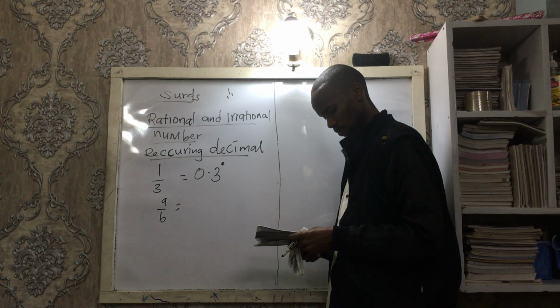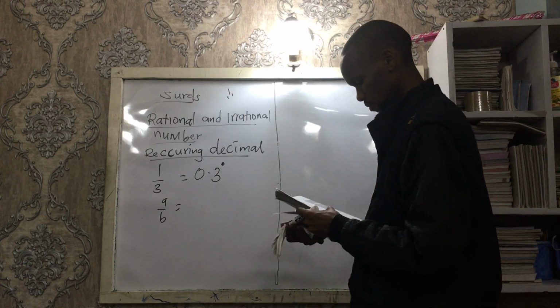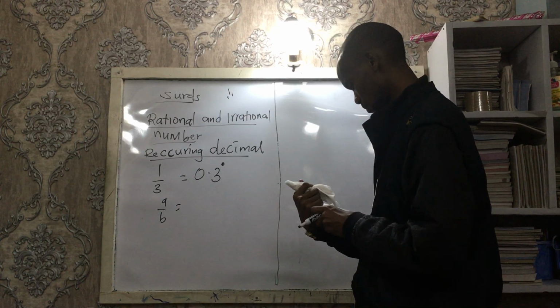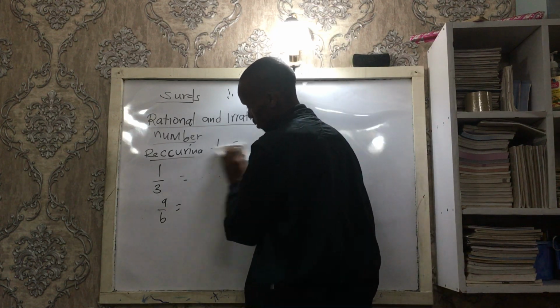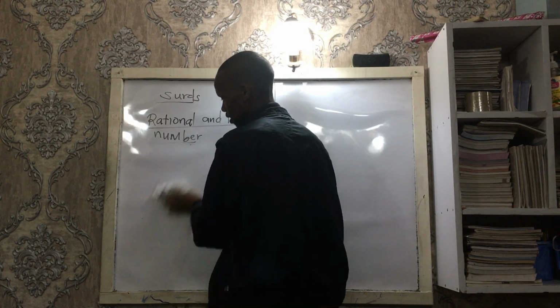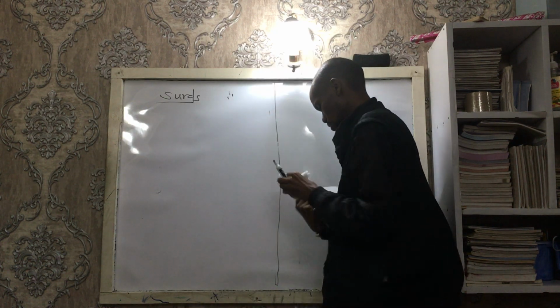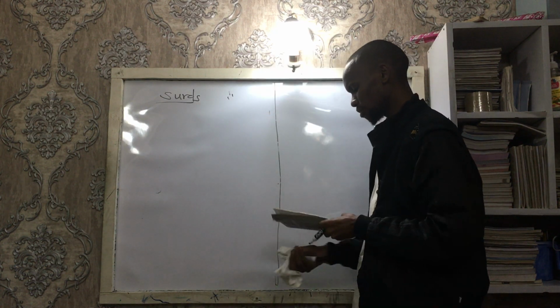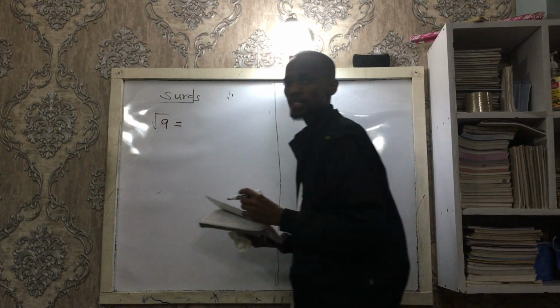Now I want us to go directly to maybe one or two applications of these, and then we can start surds. I want us to imagine root 9. Root 9.